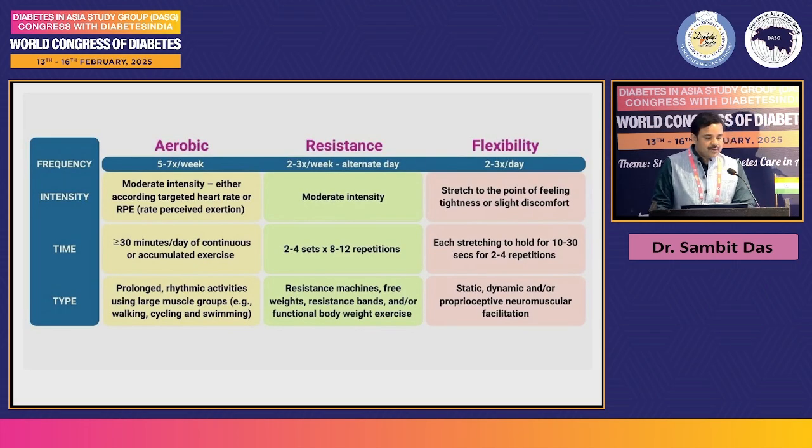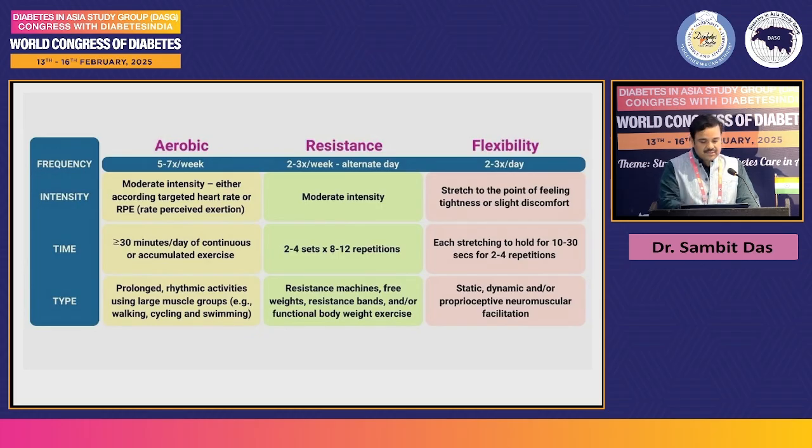One is aerobic: you can do 5 to 7 times in a week, moderate intensity, either according to targeted heart rate or rate of perceived exertion, more than 30 minutes per day of continuous or accumulated exercise, and it should be prolonged rhythmic activities using large muscle groups. Now resistance training is moderate intensity, 2 to 4 sets, 8 to 12 repetitions, and you can use anything like weights, resistance bands and all.